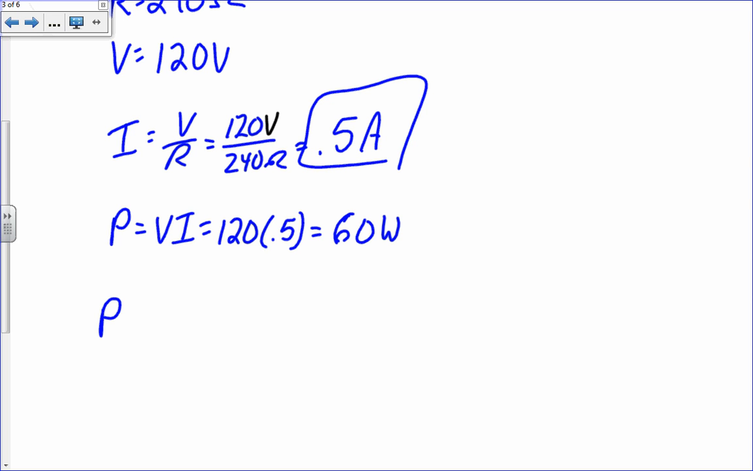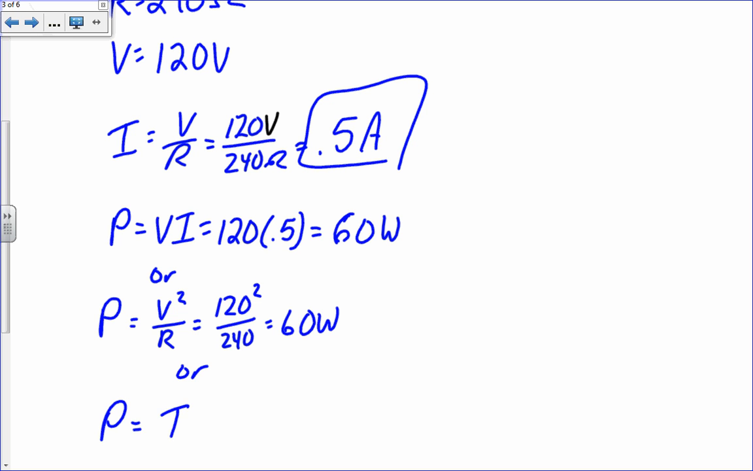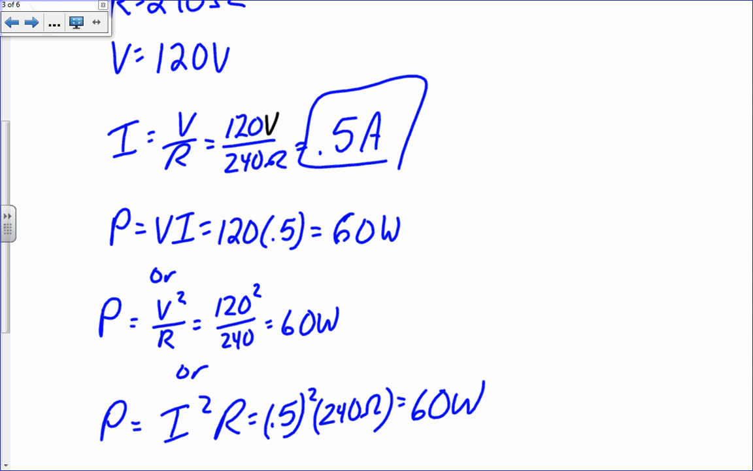Don't forget that we have these alternate expressions for power. So you can do any of these. In this case, you have all the information, so you have resistance, voltage, and current. So it doesn't really matter what you choose. But you can say P is V squared over R, or you could say P is I squared R. They all give you the same answer.